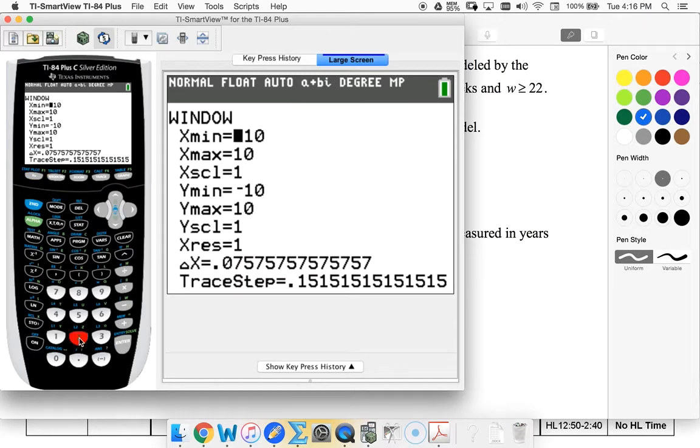So we're going to start at 22. And I'm going to make it go out to at least 3 years old. So 3 years times 52 weeks, because I'm measuring my x-axis in weeks. To go from 22 to 156, I'm going to count by tens.